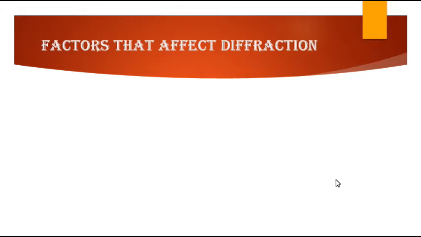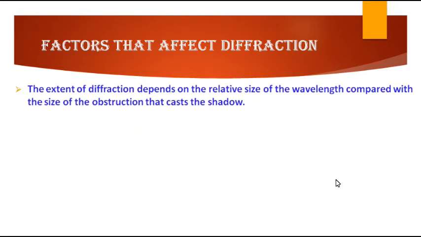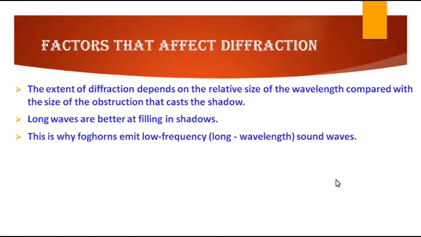So let us see what are the factors that affect diffraction. The first factor which affects diffraction is the extent. The extent of diffraction depends upon the relative size of the wavelength compared to the size of the obstruction that casts the shadow. Long waves are better at filling in shadows. This is why foghorns emit low frequency, long wavelength sound waves.